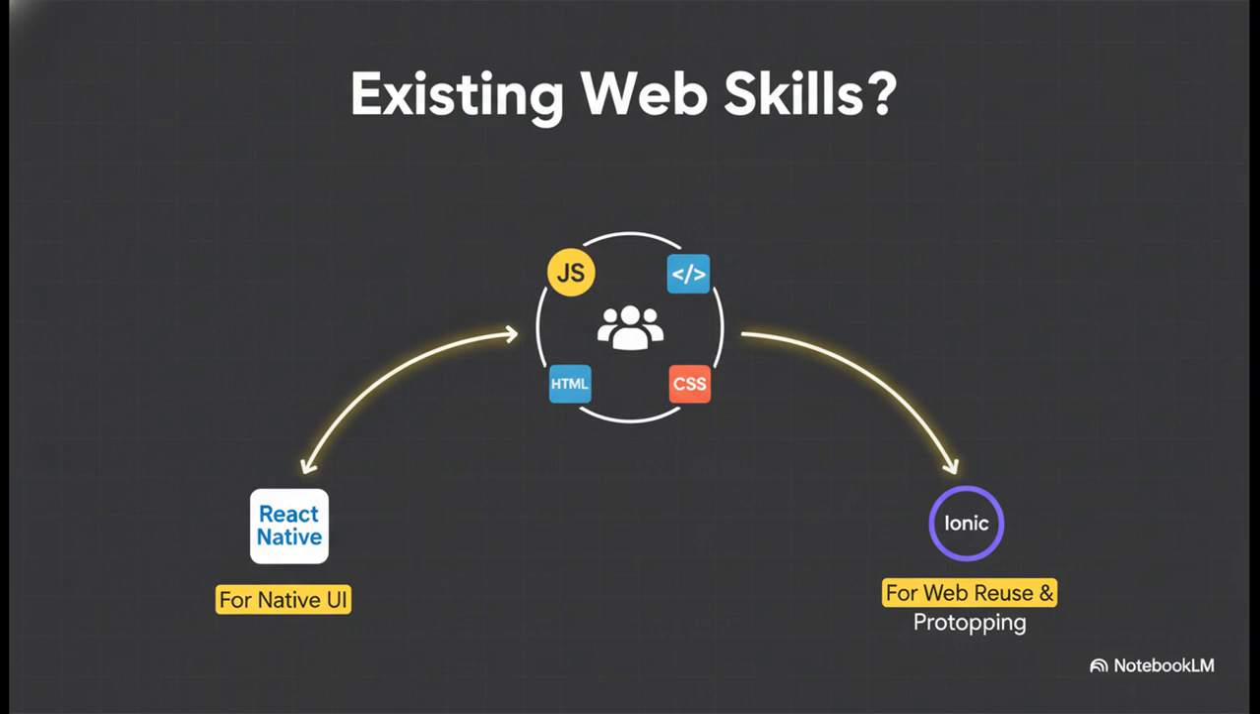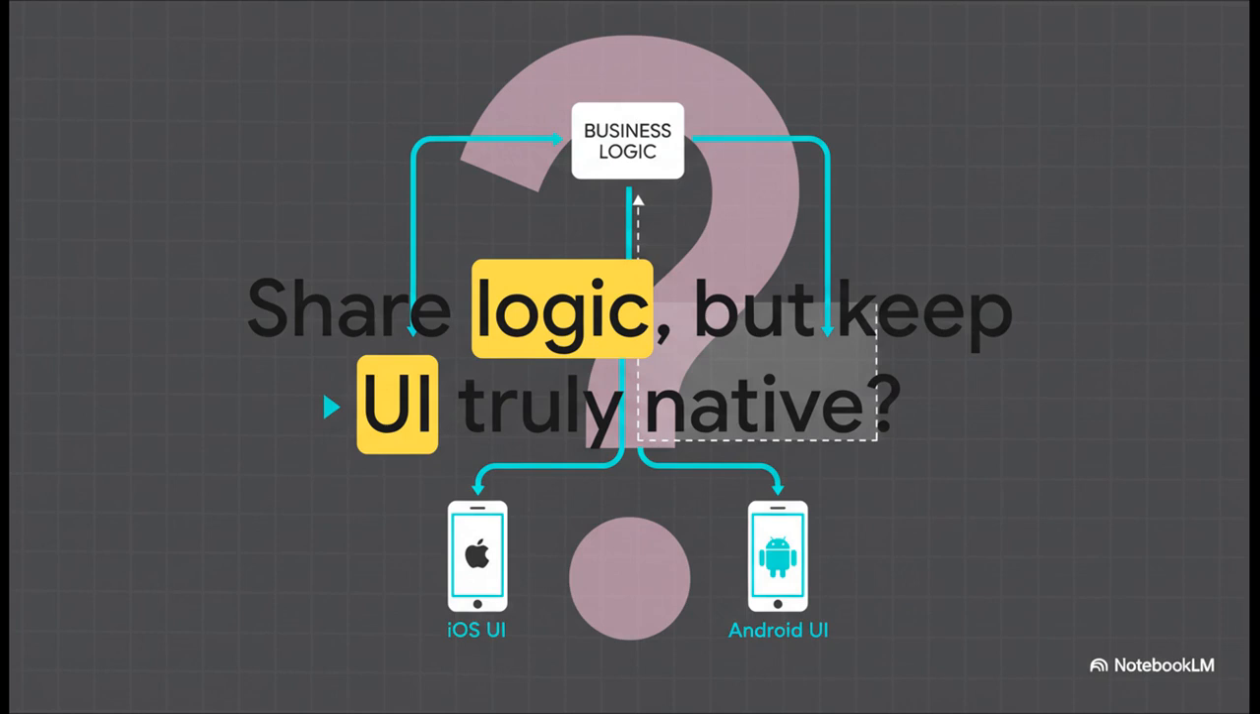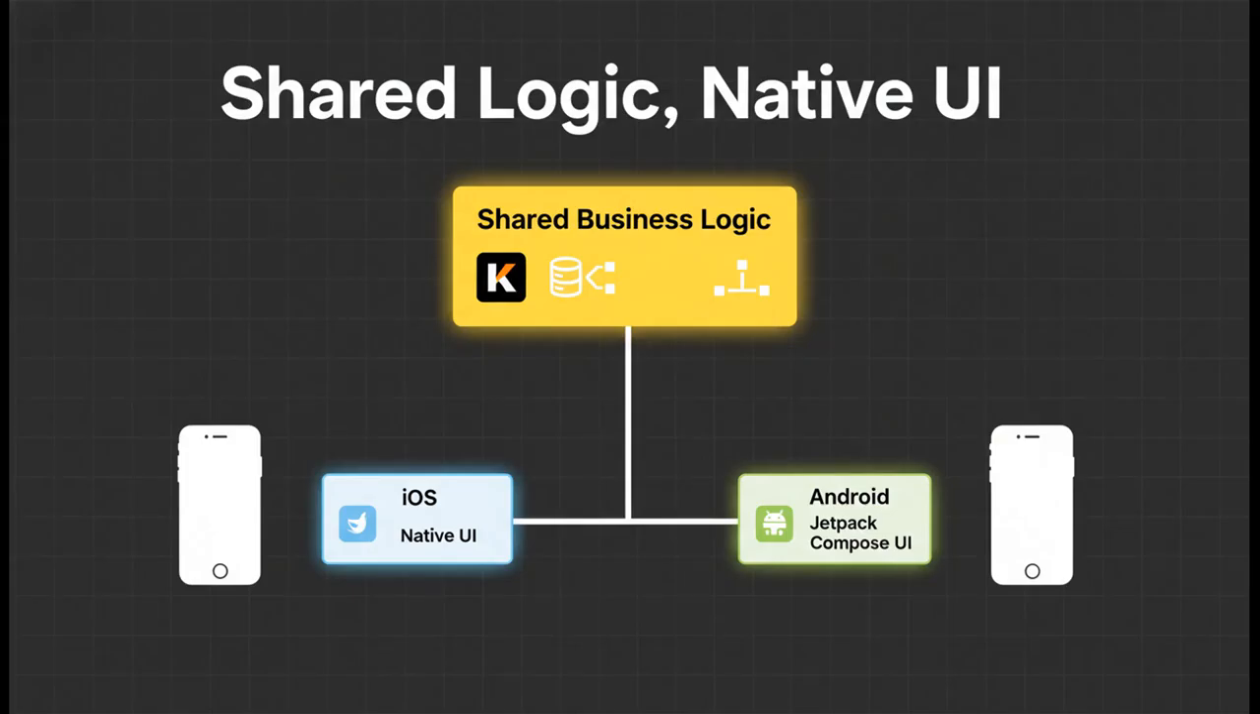And for our last one, this is a really interesting case. What if you want the best of both worlds? You want to share all the complicated stuff, the app's logic, but you want the user interface to look and feel perfectly, 100% native on both iPhone and Android. For that, you've got Kotlin Multiplatform. Its whole purpose is to let you share the brains of the operation while giving you complete freedom to build a custom-tailored, beautiful native UI for each device.